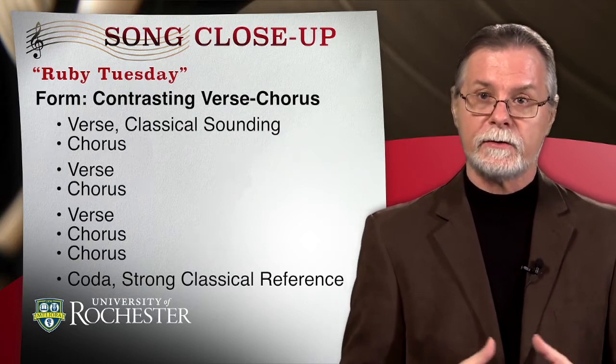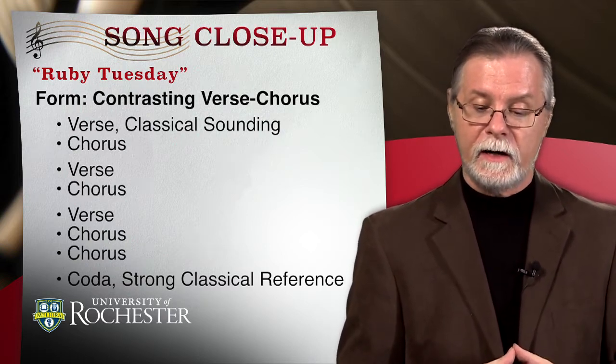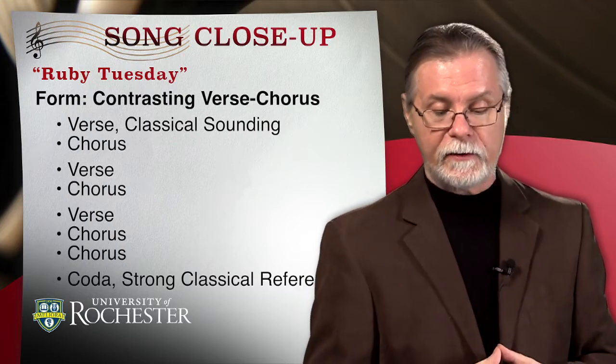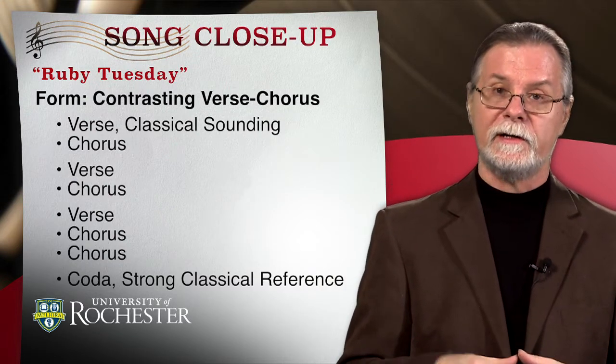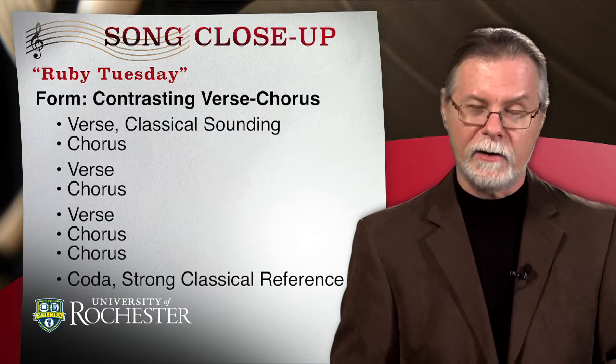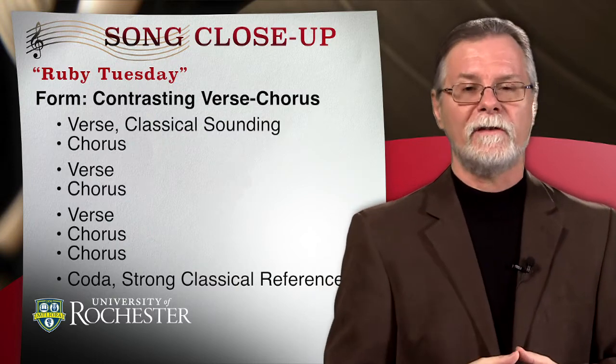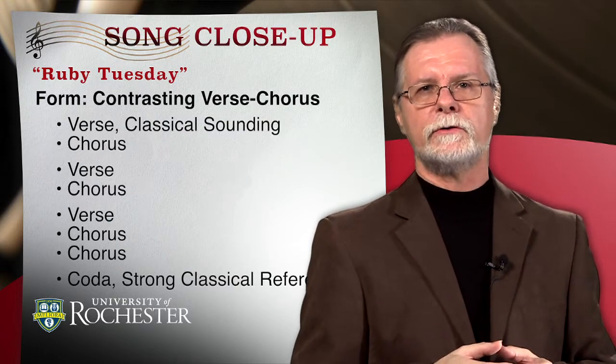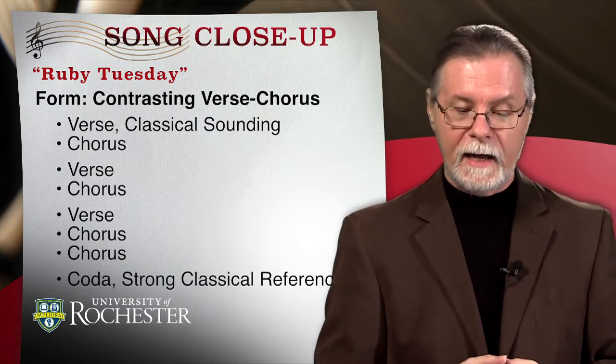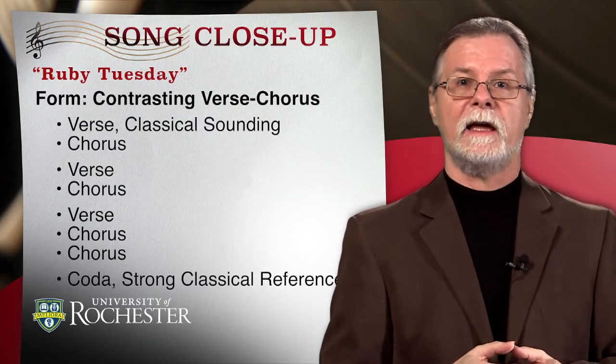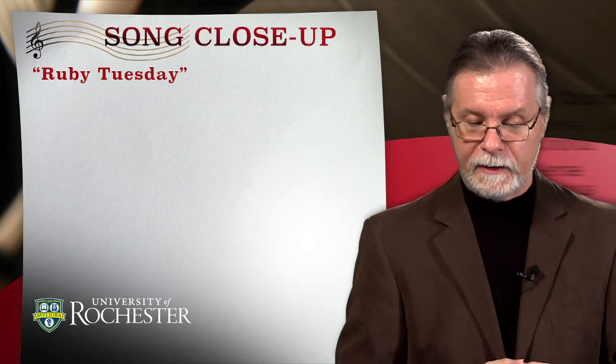So the contrasting verse-chorus form here gives us a verse, a chorus, a verse, a chorus, a verse, a chorus, and then a repeated chorus, and then a coda. And listen to that coda. Boy, if there was ever a Rolling Stones song with a strong classical reference, it's the way this song, Ruby Tuesday, ends. It's very, very traditional in that way.